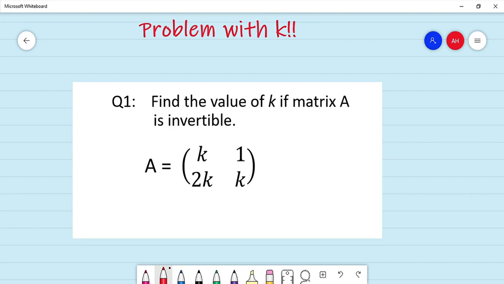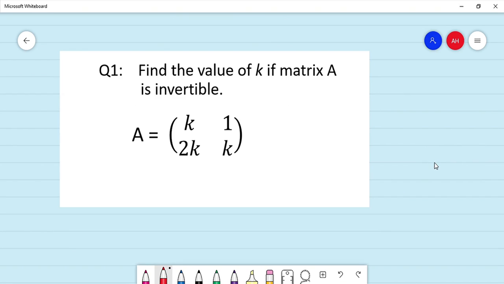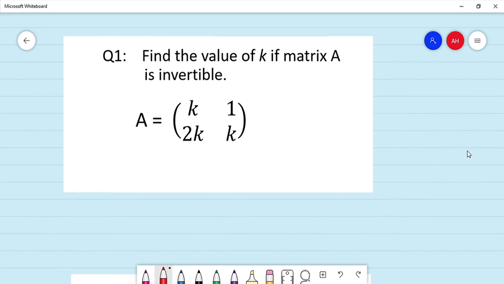Okay, all questions are related to finding the value of k with certain condition given. For example, question number 1, find the value of k if matrix A is invertible. Now, we have to understand what we mean by this word invertible. It means matrix A has an inverse. Therefore, the determinant of A must not equal 0.